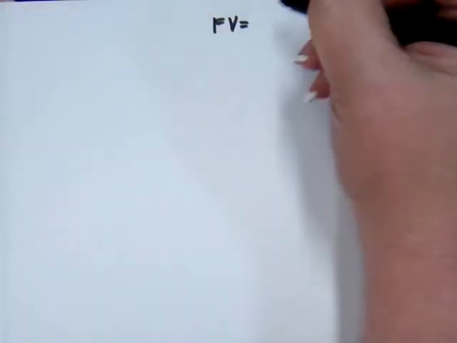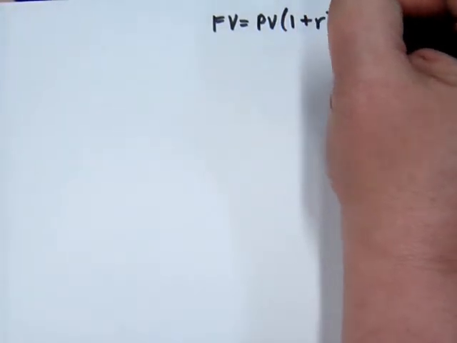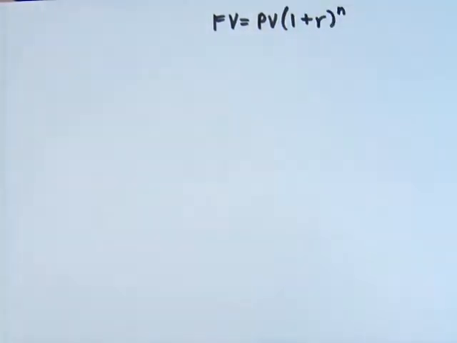Now, the first form of the equation we learn is future value is equal to present value times 1 plus r raised to the nth. Right there, the future value variable is isolated and we can solve for future value. But what if we wanted to solve for the present value? How would we move it around?